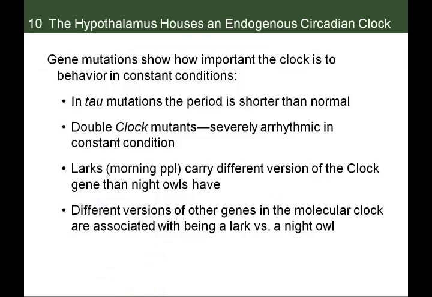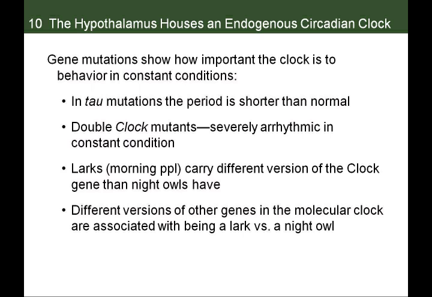Okay. So what does this mean to us behaviorally? People who have a double clock mutation, so you know how you have one allele from the mother, one from the father. If both of them are mutants, both clock genes are mutants, they have severely arrhythmic circadian rhythms. Their circadian rhythm gets out of rhythm and it becomes arrhythmic.